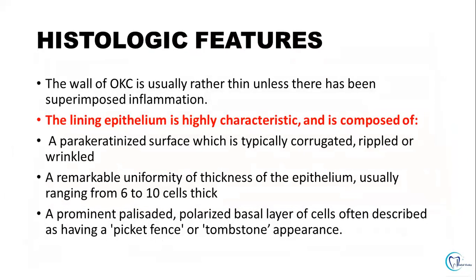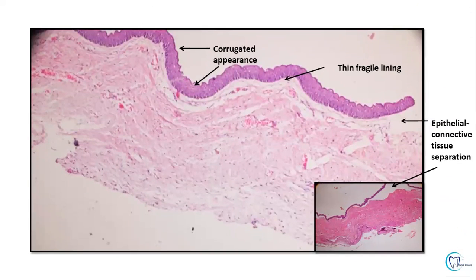Now, coming on to the histological appearance, the wall of the OKC is usually thin, and the lining epithelium shows characteristic features such as a parakeratinoid surface, which is usually corrugated or wrinkled. The thickness of the epithelium is 6 to 10 cells thick, and the basal layer shows palisaded polarized cells, which show a tombstone or picket fence appearance. We can appreciate the histopathological features with the help of this photomicrograph, in which the epithelium is thin and fragile, and the surface shows a corrugated wrinkled appearance. Also, since the lining is fragile, there is a separation between the epithelial and the connective tissue.